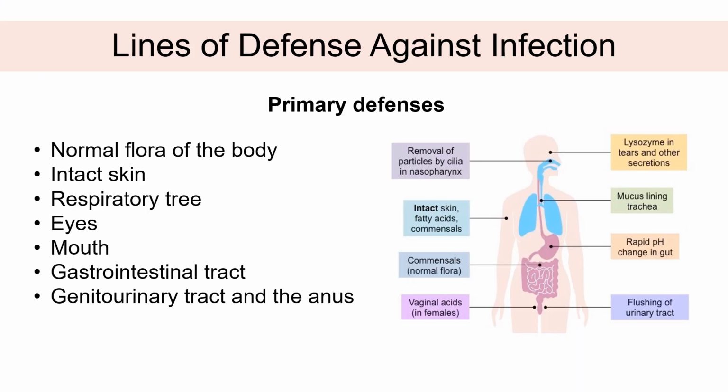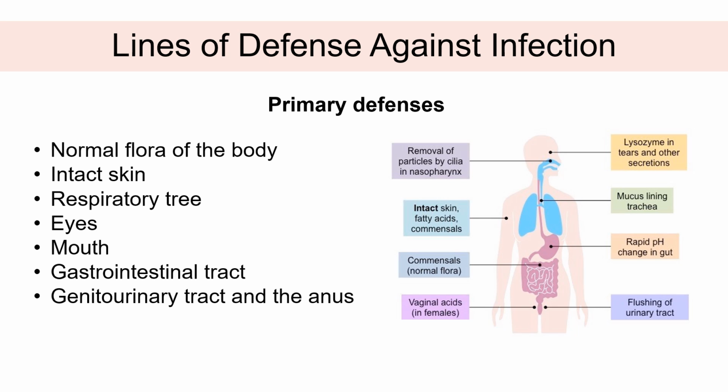So how does our body protect us against infection? So we have primary, secondary, and tertiary defenses. And we're going to start with primary. So primary defenses are things that every healthy human being is born with. It's not something that you need to get an immunization for or take medication for or learn how to do. It's something innate. It's something that we all have.